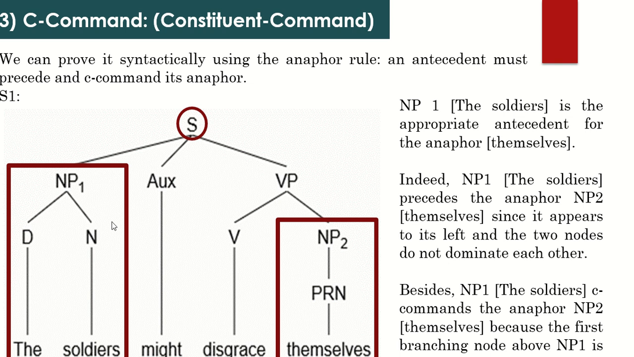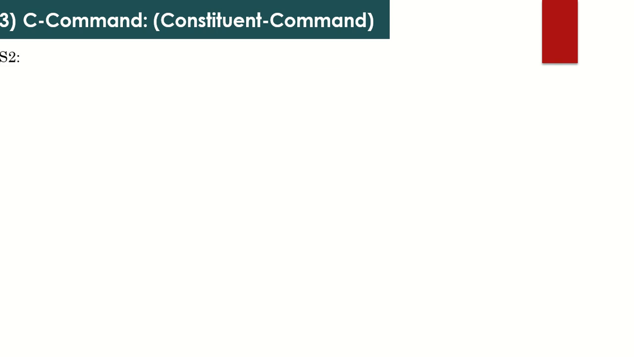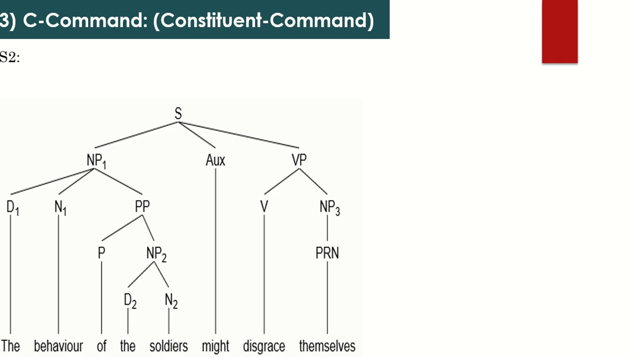Why? We have two conditions. We have already said that they do not dominate each other. Now, the first condition is that the first branching node dominating NP1 is S, and S also dominates NP2 since it dominates VP. S dominates VP and VP dominates NP2, so S dominates NP2. So we have the two conditions of the anaphor rule. We said precede: NP1 precedes NP2, the soldiers precedes themselves, and the soldiers c-commands themselves, and this is why we have an appropriate antecedent. Let's see why this didn't happen with the second sentence.